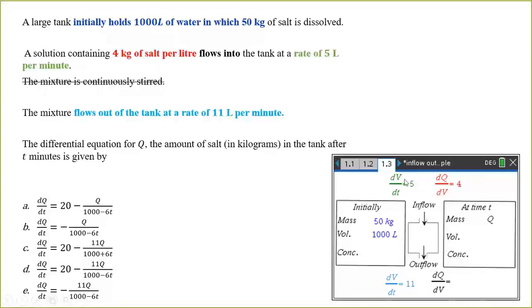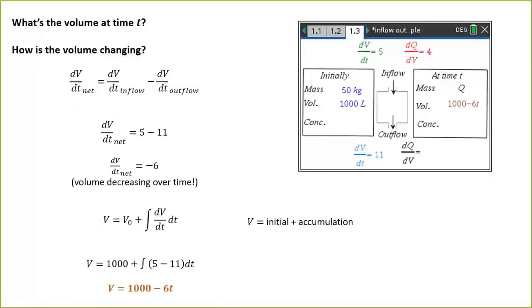Now, what's interesting is that the rate flowing in, 5 litres per minute, is different to the outflow of 11 litres per minute. So what we need to consider is how the volume changes over time. So as we just said, it's flowing in at a rate of 5 litres per minute, flowing out at 11 litres per minute. So the net rate at which the volume in the tank is changing, it's decreasing over time at a rate of 6 litres per minute. So from the net change of the volume of the tank at time t, we can work backwards to figure out what the volume in our tank should be at any time.